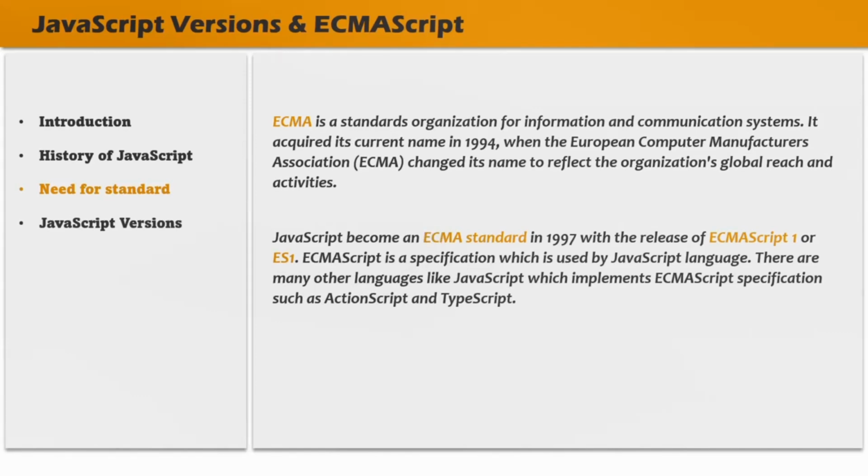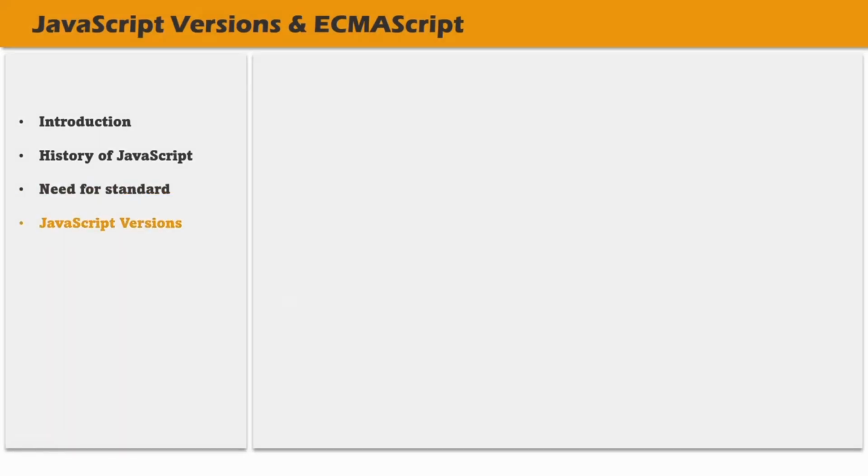Now let's talk about the different versions of JavaScript. The first version of JavaScript was released in 1997 and it was called ES1. This version implements the core functionality of JavaScript like variables, functions, objects, control flow, etc. The next version of JavaScript was ECMAScript 2 or ES2, which was released in 1998.